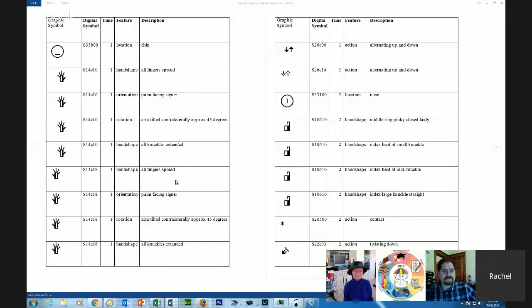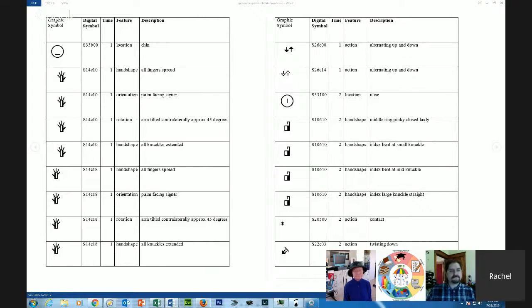But now, with this database, you should be able to ask questions like, I want to know how many signs with all knuckles extended also have the arm tilted 45 degrees, and we have a chin location. How many signs do we have across all of those different puddles that have those characteristics? So we'll be able to ask more detailed questions with this database.